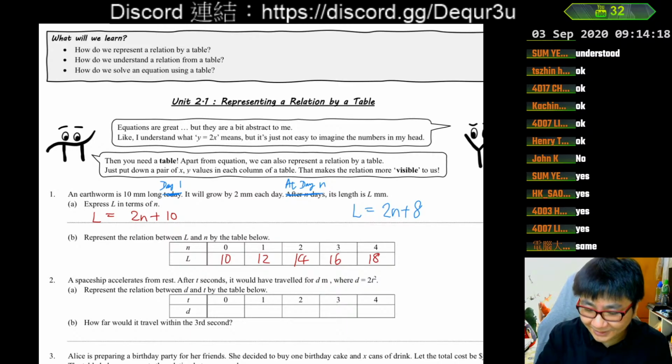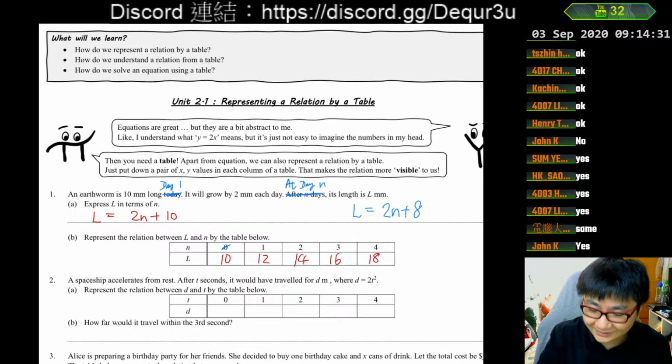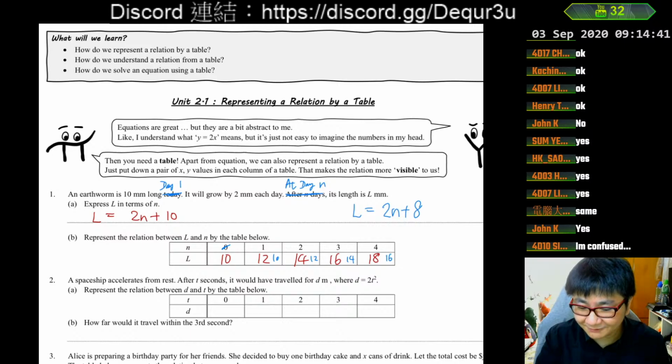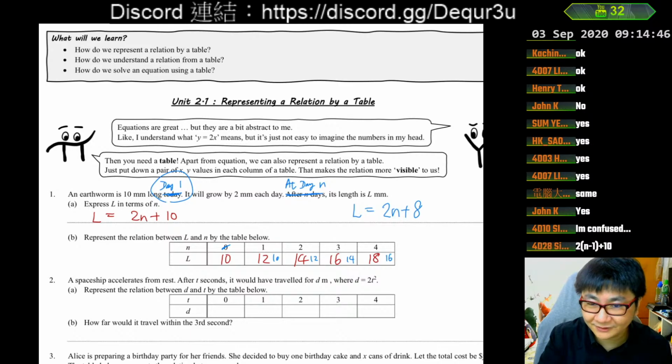Because also the table will be quite different. There is no more 0 because the first day is already day 1. So if I say day 1 and day n, then day 1 will be 10, day 2 will be 12, day 3 will be 14, day 4 will be 16. I call it day 1, day 2, day 3 and up to day n. And then the relation will be like this.